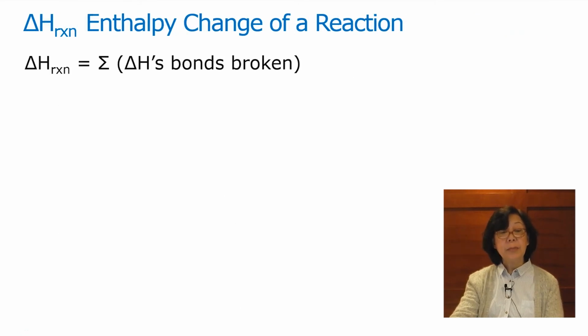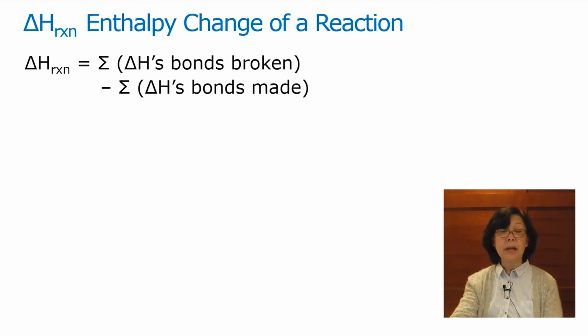So the enthalpy change of a reaction can be calculated as summation of all the bonds broken minus the summation of all the bonds formed. Because bond breaking is positive endothermic, bond making is exothermic negative, hence you have a negative sign in front of the bonds made.